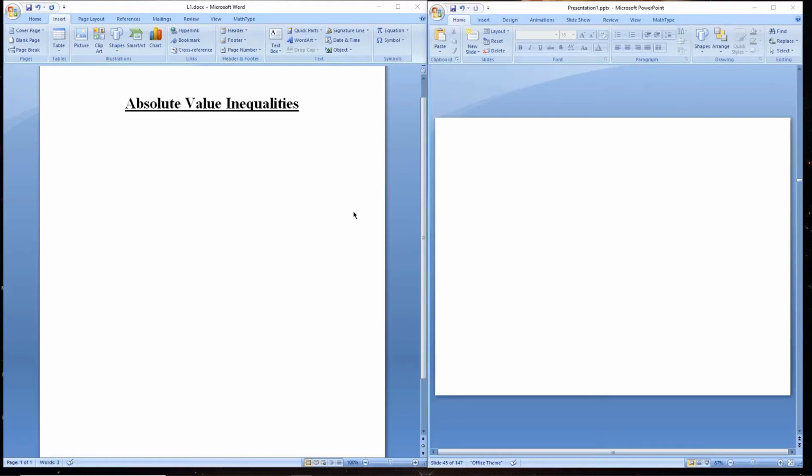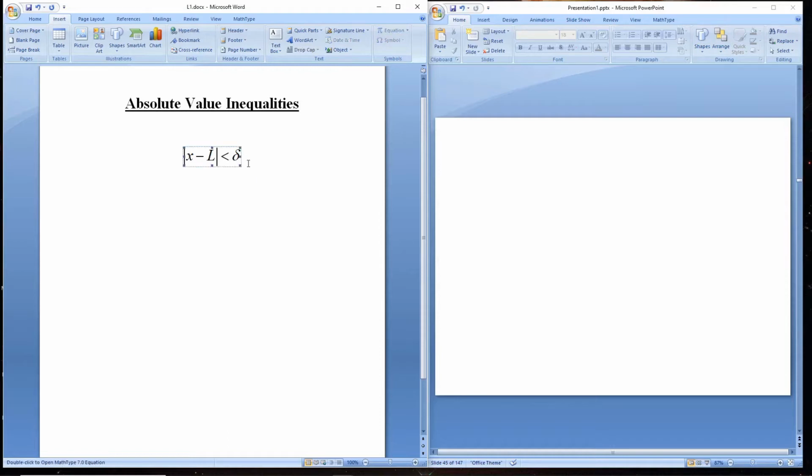So before we talk about 2.3, I do want to talk about some absolute value inequalities and see if you have some understanding there, or if you don't, you can learn some new stuff. And I specifically want to talk about this form here. So we have an absolute value and it's an inequality.